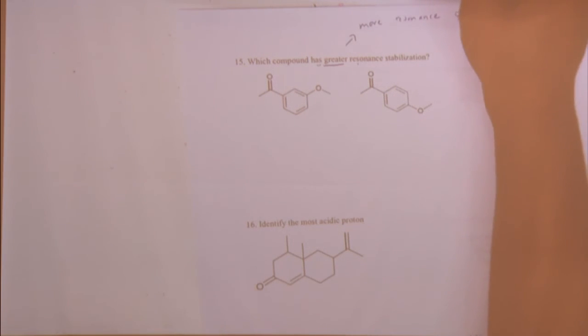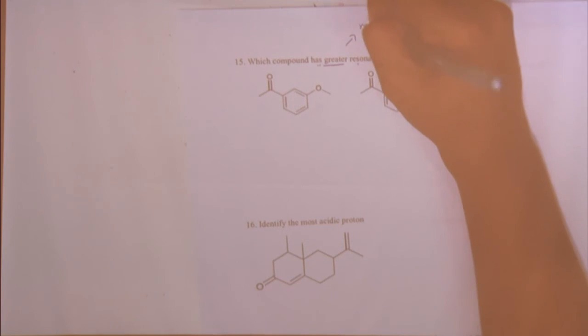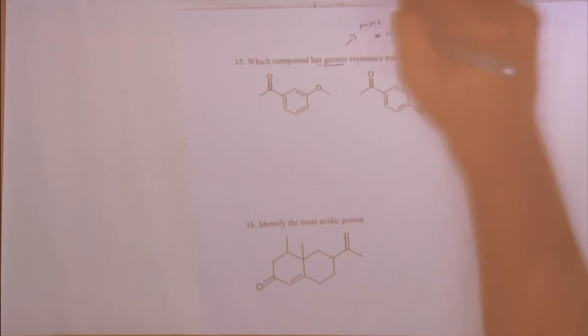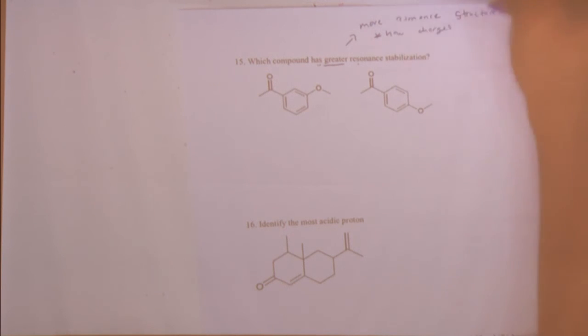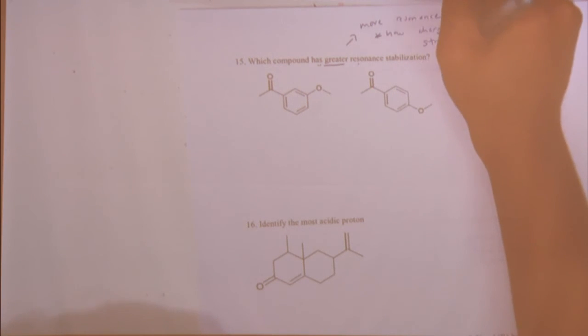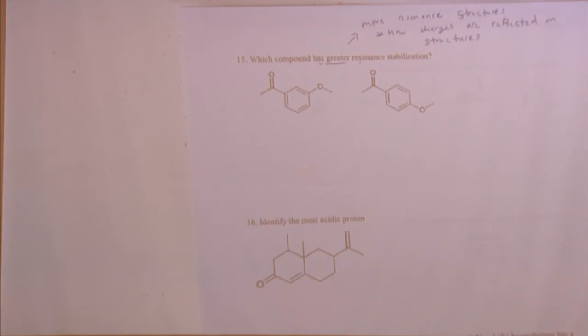And also more than anything, how the charges are reflected on the resonance structures. So where are your positive and negative charges? So if that's said, you could either go ahead and pick which one you would want to look at the resonance more, or if you're really familiar with how things are positioned.